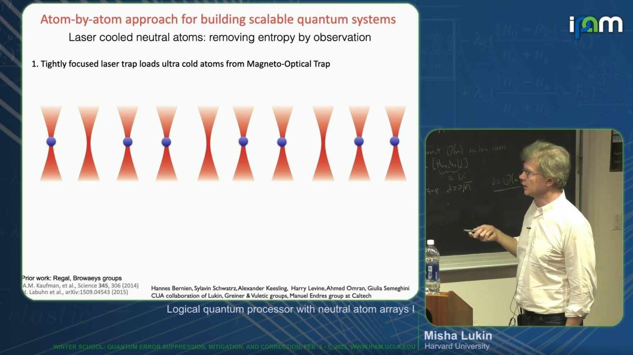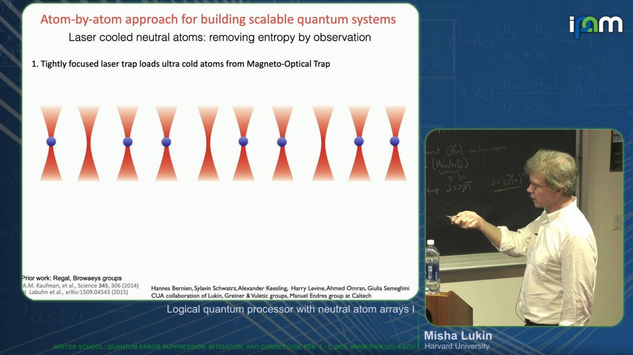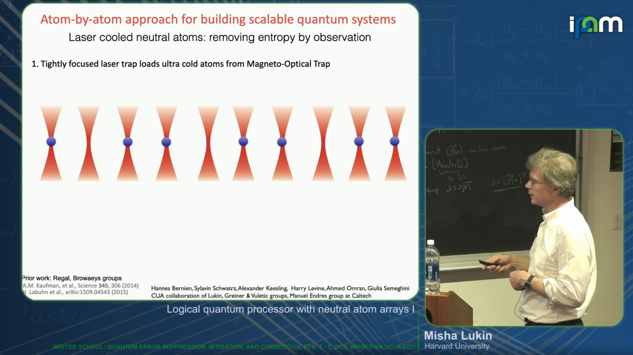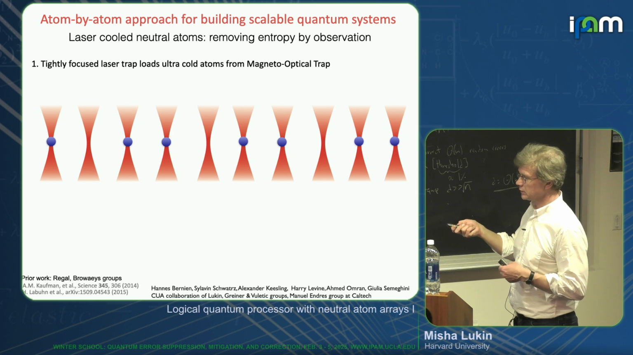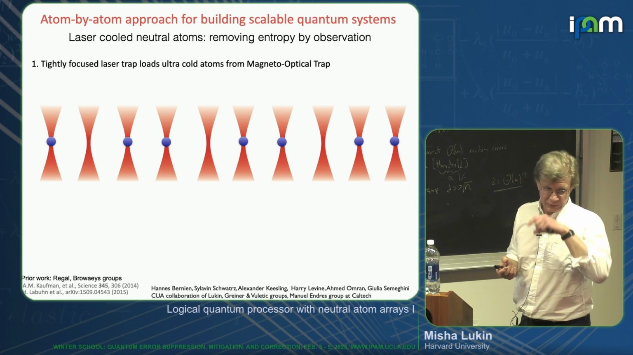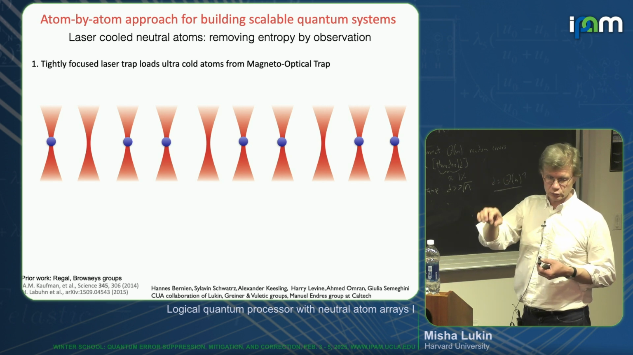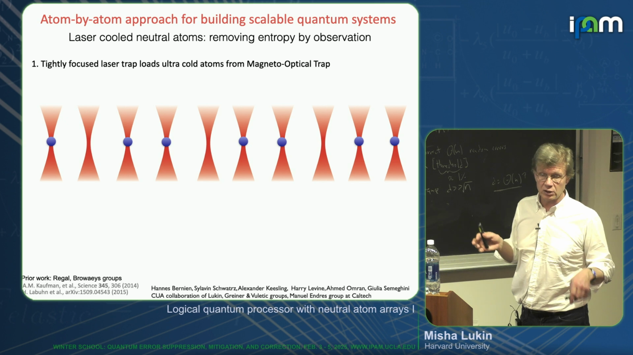What this really means is that if you start with this array of tweezers and try to load them from the magneto-optical trap, some of these traps will be full with single atoms and some will be empty. Classically, this system has a lot of entropy. To get rid of this entropy, we can literally take a picture of these atoms and figure out which traps are full and which are empty. Then, once we have done that, we can rearrange the atoms in any desired configuration.